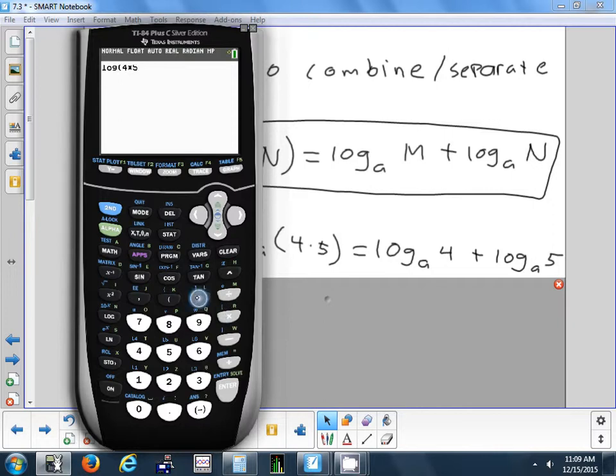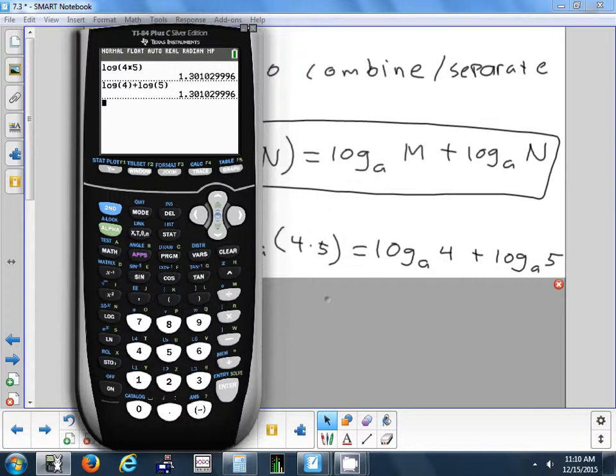All right, so there's log 4 times 5. Here's log 4 plus log 5. Comes out the same. What is 4 times 5? 20. So what do you think another way I could do this is, and I'd get the same answer? Log 20. Yep, I could do log 20. That'd come out the same.